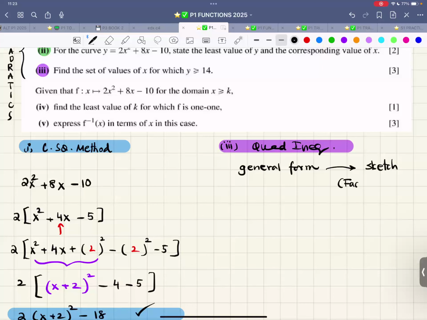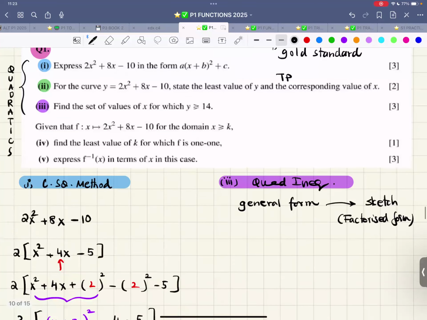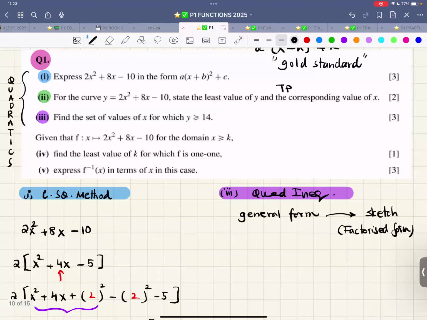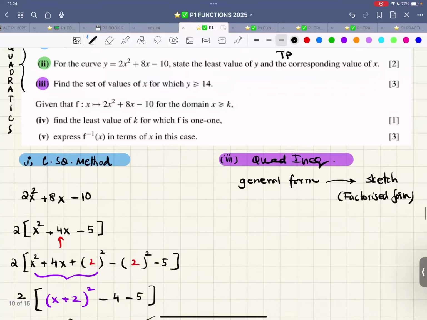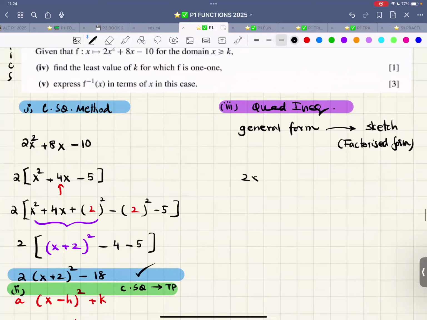And the sketch will be based on the factorized form. So everything that you have studied will be used over here. Find the set of values, the range of values of x for which y is greater than or equal to 14. This is y over here: 2x squared plus 8x minus 10 is greater than or equal to 14.